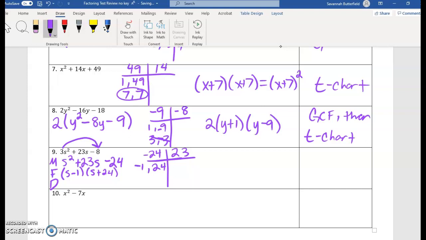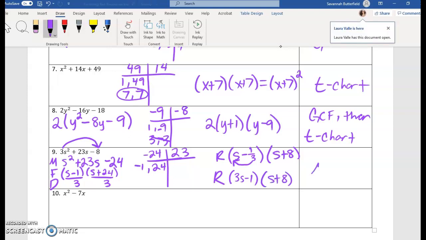Now we need to divide, so we're dividing by the original a, which is 3. So divide each of these by 3. And then we need to reduce. 1 over 3 does not reduce, so it's just going to stay s minus 1 over 3. But 24 over 3 reduces to 8, so this is going to become s plus 8. And finally, we need to rewrite. We don't want that fraction, so bottoms up, move that 3 in front, we get 3s minus 1, and s plus 8 can stay as is, so s plus 8. So for this one, all we used was MFDRR.